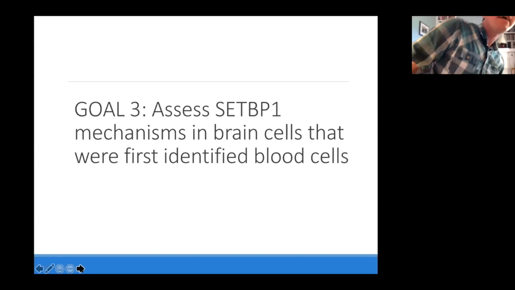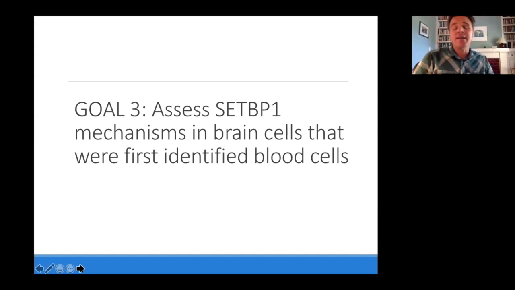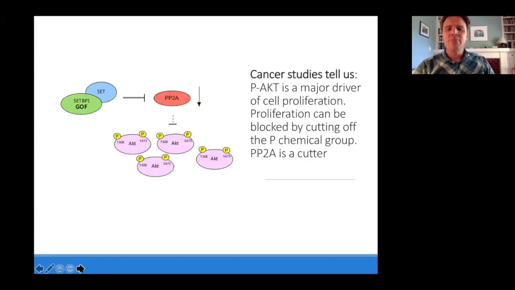So mechanistically, can we figure out what's going on? I just want to briefly share one thing with you here. In blood, we know that there's a very important gene that can drive how cells proliferate or divide, and that's a gene called AKT. And that gene, this thing in pink, I have a cartoon, it has to get a chemical tag added to it for it to be active.